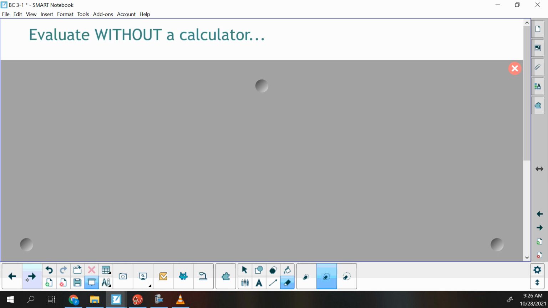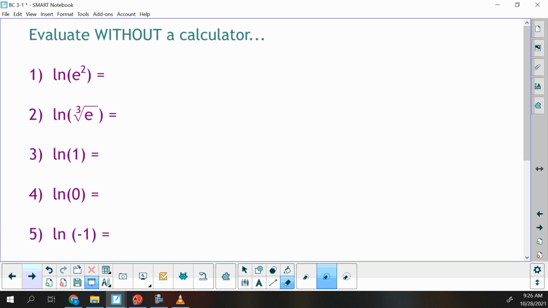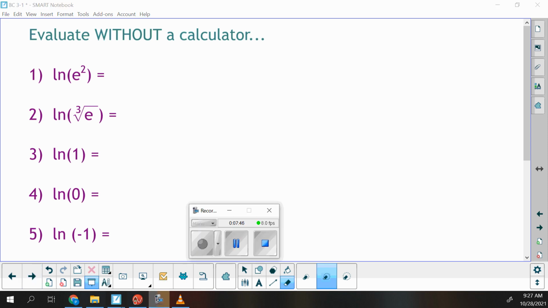So going to the next page, we've got 5 problems here. We're going to pause the video and give you 2 minutes, see if you can do those 5.